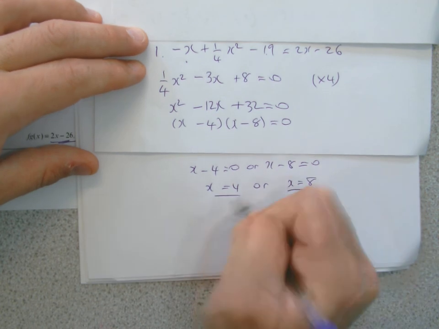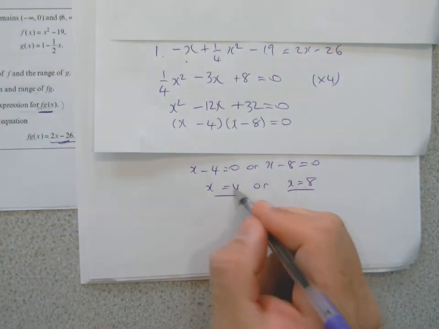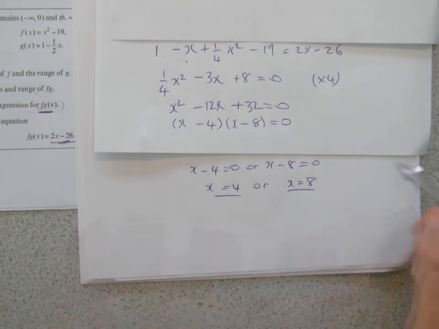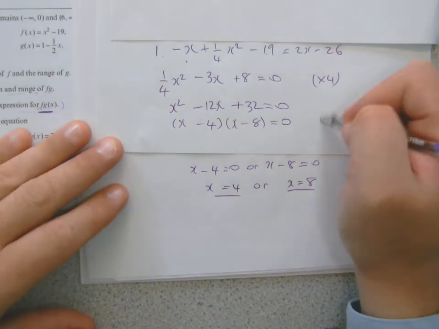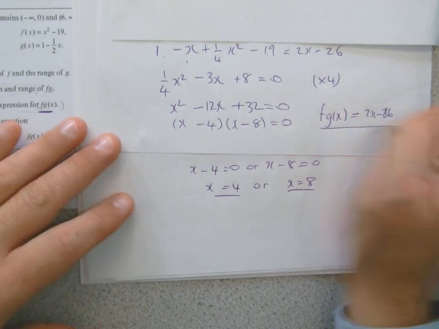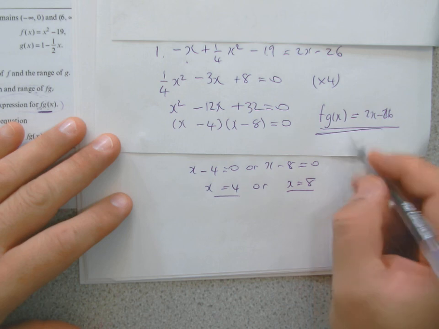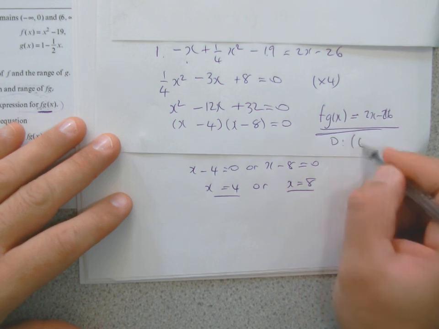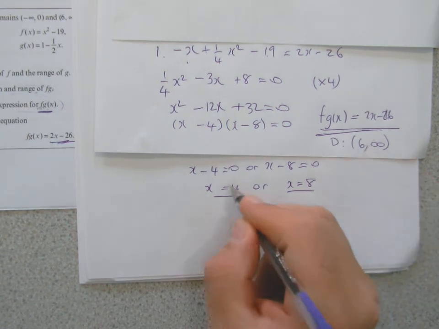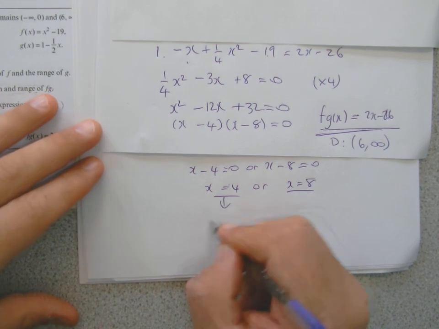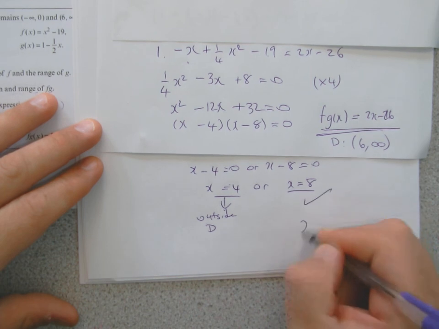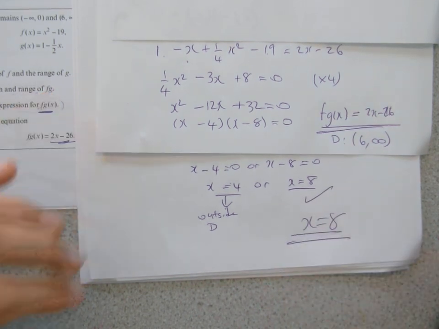Now, please be warned, with this you're not quite finished, because you need to ask yourself whether these answers are acceptable. Do they work for us? Remember, we've been dealing in this part where we solve the equation fg of x equals 2x minus 26. Because this is fg of x, we need to look at what the domain was for fg of x. What values can we include for x? And the domain, if you remember back, was this. Those are the values of x we can include. So this one can't be included. You could say this is outside the domain. This one is okay, though. So our answer is inside the domain there. So we'd say x is equal to 8, and we're done.